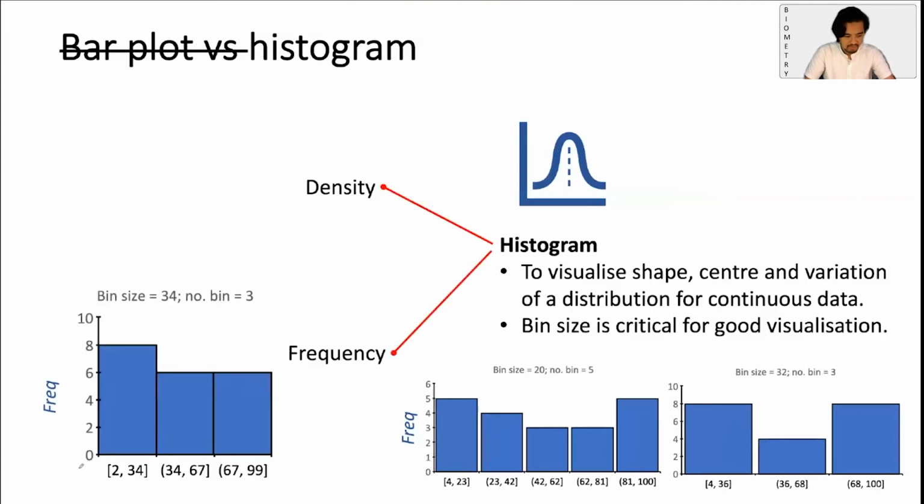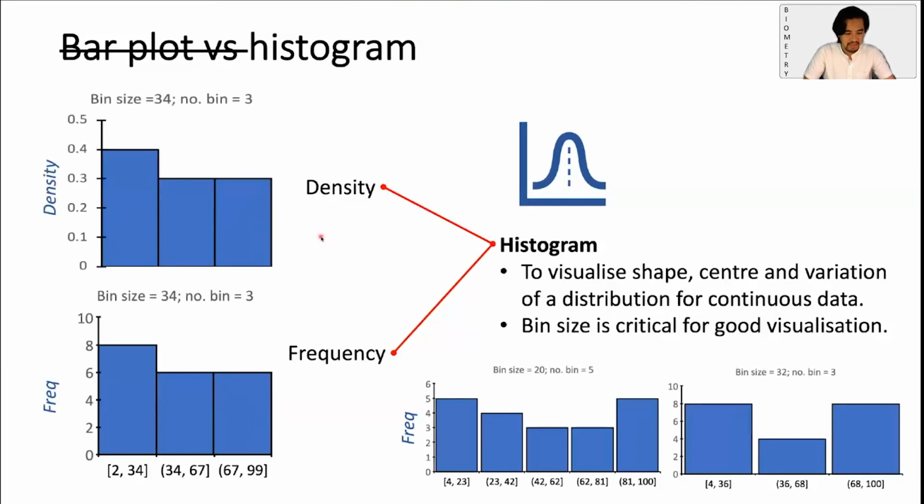There are 2 types of histogram. We have the frequency like this one, and we have the density histogram. What's the difference between the density and the frequency histogram? The difference here is, guys, looking at the y-axis. These are coming from the same data, all right? They have the same setting, bin size 34, number of bins is 3.